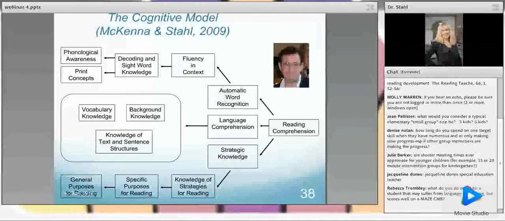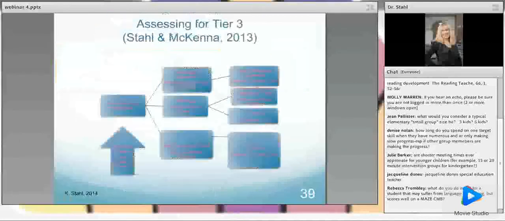Certainly automatic word recognition, if it's not in place, requires some attention. But also, we can't just forget about the comprehension. We must be continuing to build that. So let's take a look at how we would go about finding out where a child is for Tier 3 and special education. This takes somebody who knows what they're doing, all right? You need to know assessment, and you need to know interventions that are matched with each of these boxes.